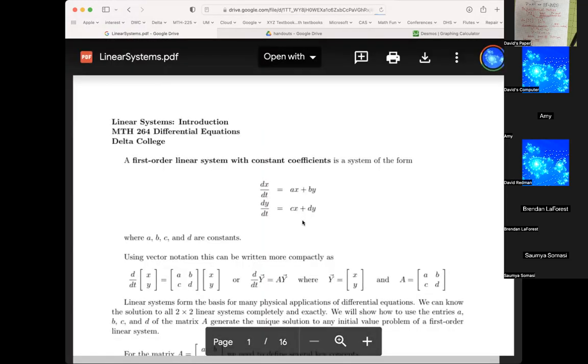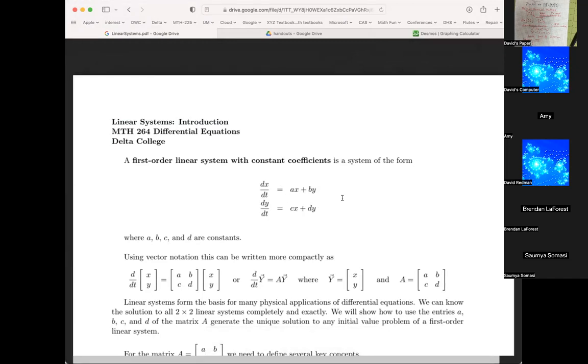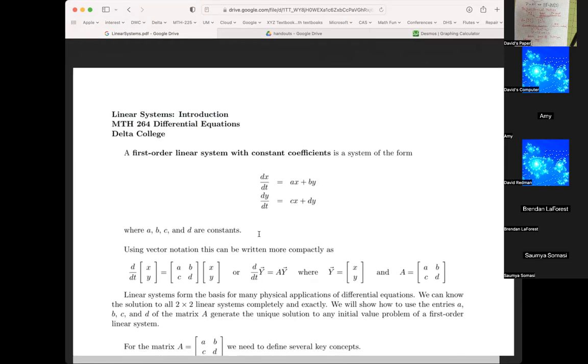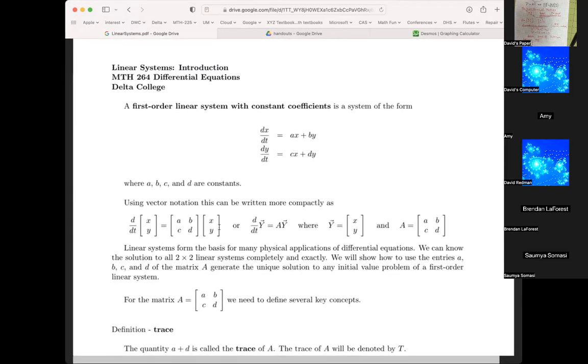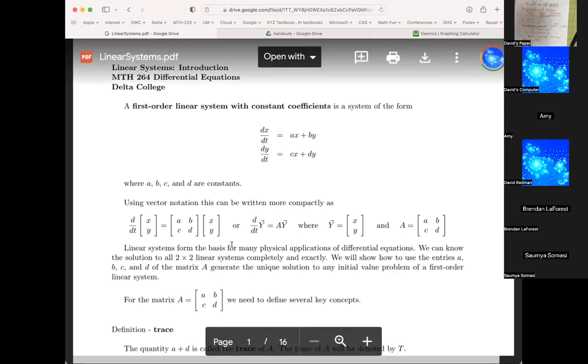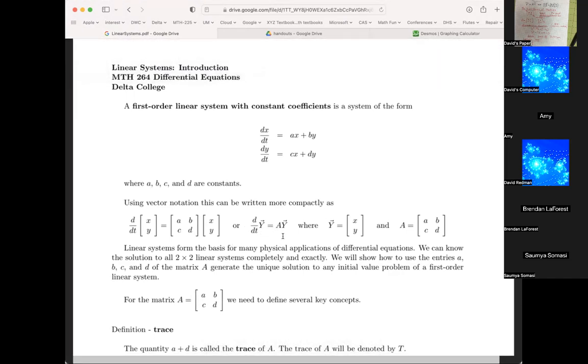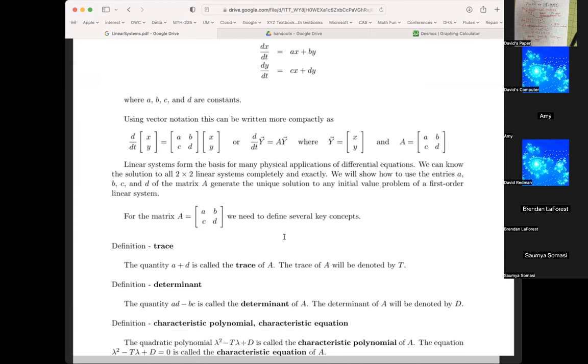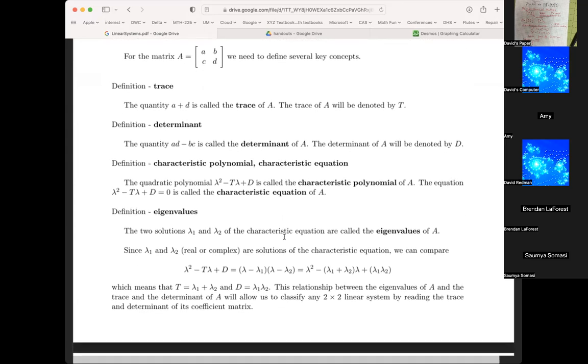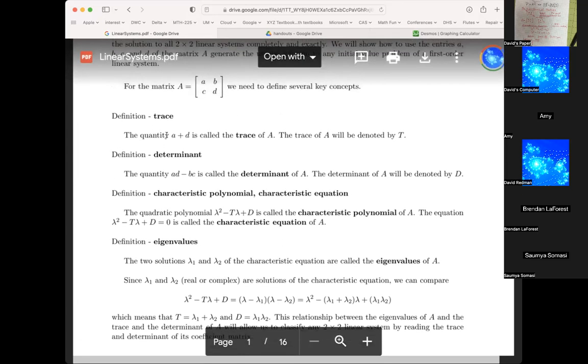So the first page of this booklet is saying what I already wrote on paper a second ago. Scan this page with me. A first order linear system with constant coefficients is a system of this form. A, B, C, D are constants. And we prefer to write it in the vector notation because it's a little more compact. And it's going to allow us to automate some calculations. But we need to fully understand what we can do with a matrix first. So these are the things we were saying.